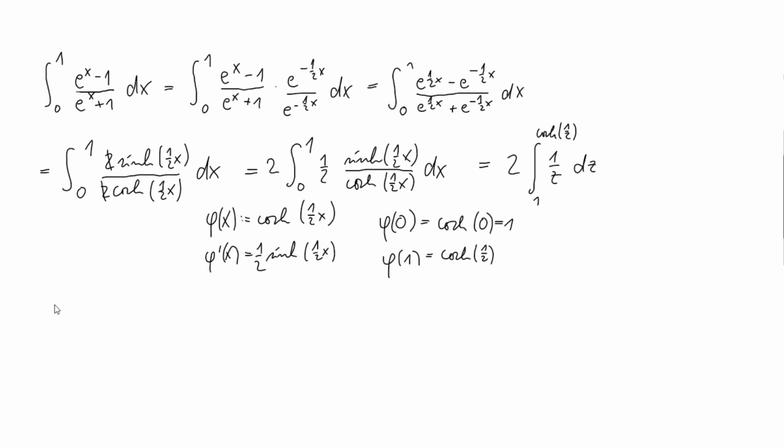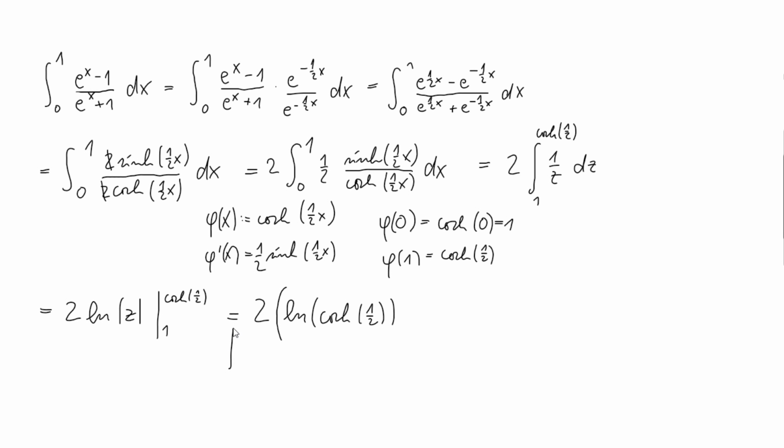And now we integrate, and what we receive is 2 times the ln of the absolute value of z, the boundaries from 1 to cosh(1/2). So now we plug in the boundaries, and we end up with 2 times natural logarithm of cosh(1/2). So note here that we can leave out the absolute value because cosh(1/2) is bigger than 0.